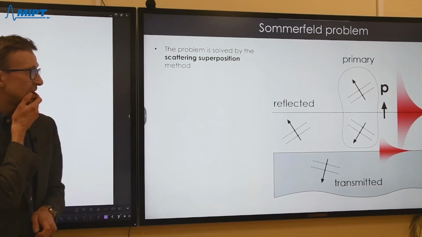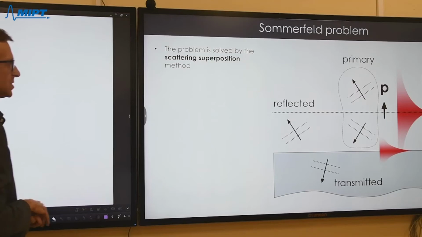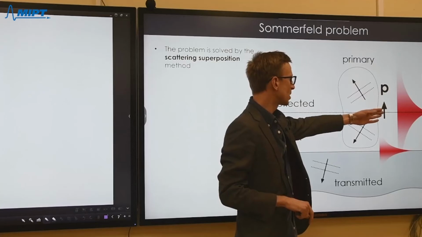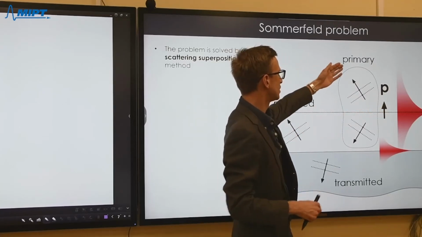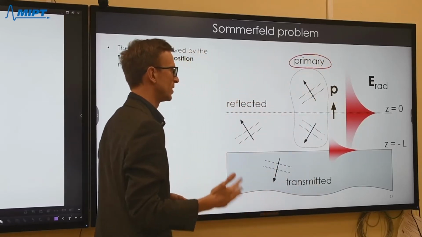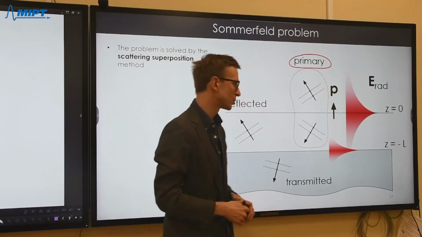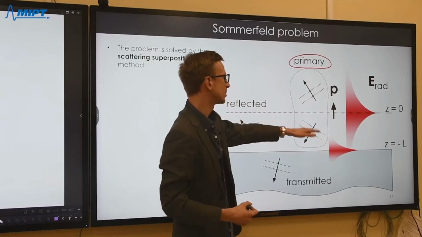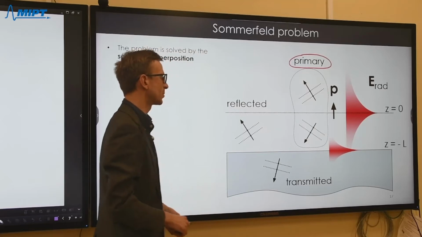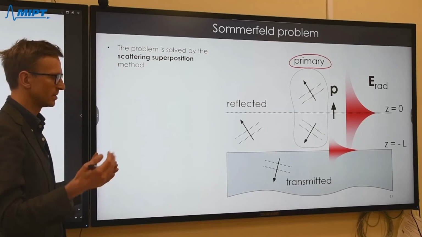So this is the scheme of how we're going to solve the problem. We're going to solve it by using the scattering superposition method. If you, for a second, forget about the substrate, we have our dipole, which creates the so-called primary field. The primary field is the field of the dipole alone without the presence of any substrate. These fields can be expanded using the angular spectrum decomposition into a set of plane waves propagating in the upward and downward directions, both propagating and evanescent waves. And as long as we don't have any substrate, this is the answer.